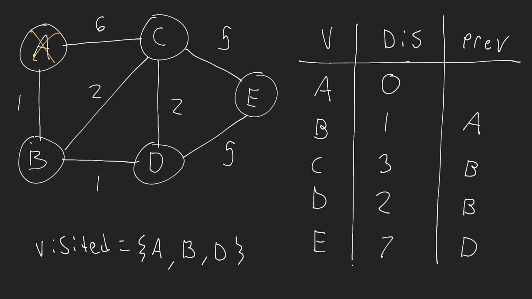Now we've already visited A, B, and D. Notice if we were to visit them, we'd be going across edges that we've already looked at, so there's no point in doing that, hence why we have that visited set. So from C, the only neighbor I need to visit is E.